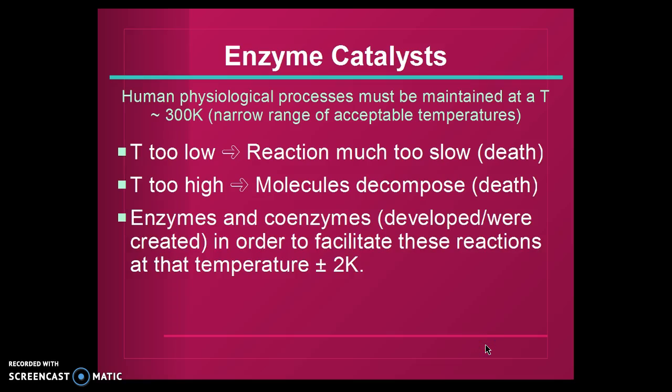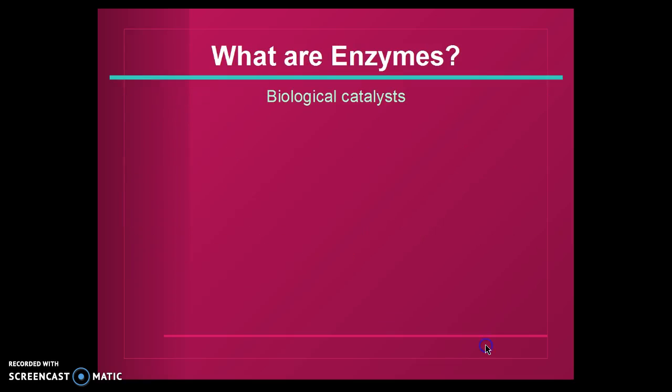Enzymes and coenzymes developed or were created in order to facilitate the biological reactions. And because of hydrogen bonding, if you get much higher than 300 Kelvin, then those hydrogen bonds break.